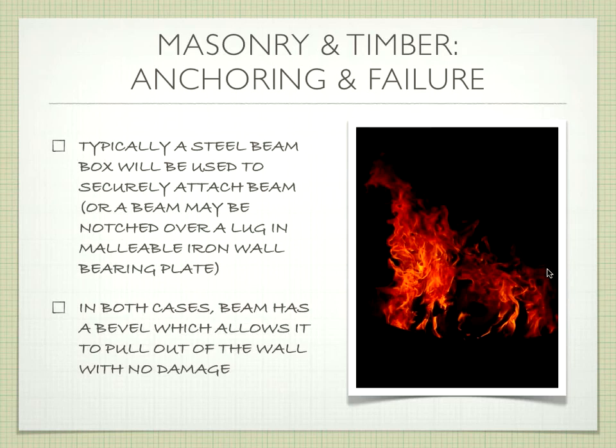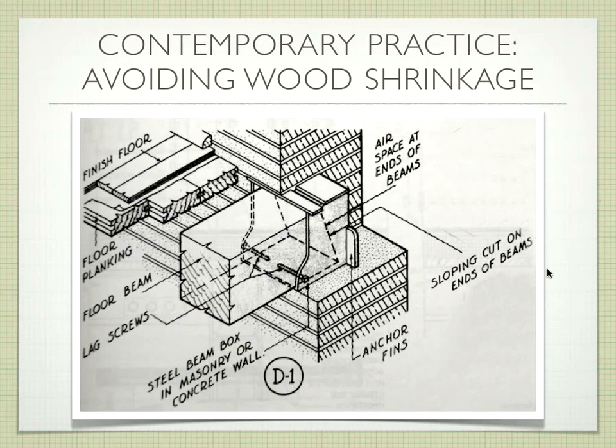So typically, a steel beam box will be used to securely attach the beam. Or there's this other method, which is a little old-fashioned, where there's basically a little piece of malleable iron that's embedded in the wall that the beam rests over. I'll show you a picture of it in a second. In either instance, that box has to be designed such that when the beam fails, it'll still allow the beam to fall without kicking the top of the roof or the second story off. So here's an example here.